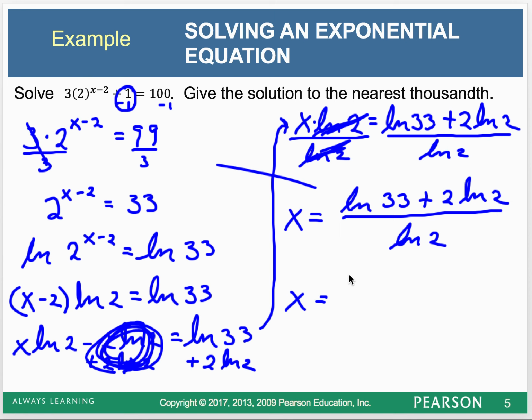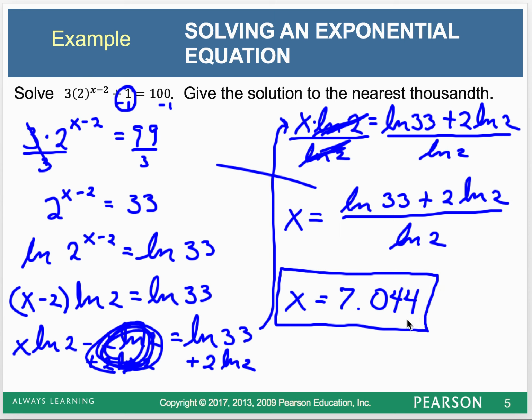Okay, so 7.044. Better, better, better. Okay, careful with those parentheses.